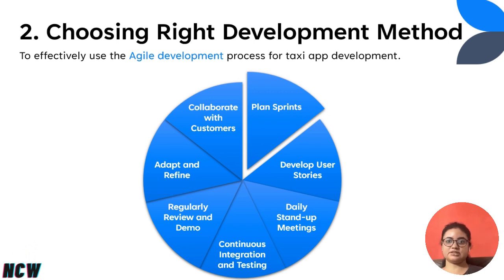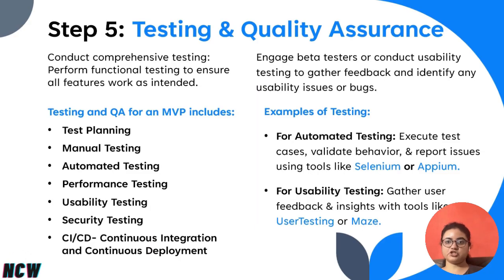The next step is testing and quality assurance. Conduct comprehensive testing, and perform functional testing to ensure all features work as intended. Testing and QA of an MVP includes test planning, manual testing, automated testing, performance testing, usability testing, security testing, and CI/CD, that is continuous integration and continuous deployment. To engage beta testers and conduct usability testing is important to gather feedback and identify any usability issues or bugs.